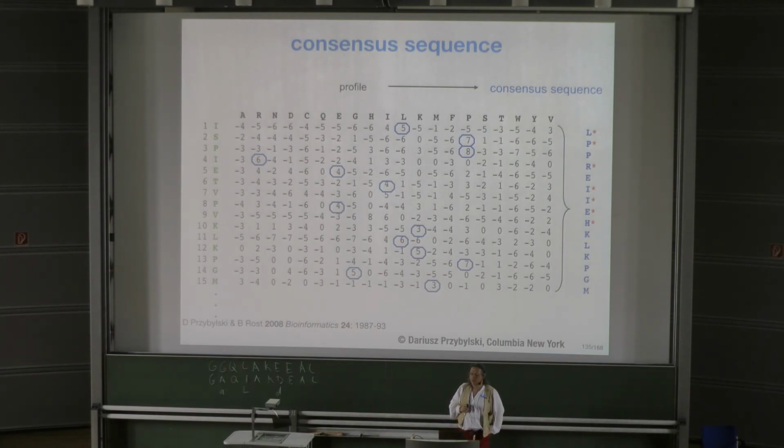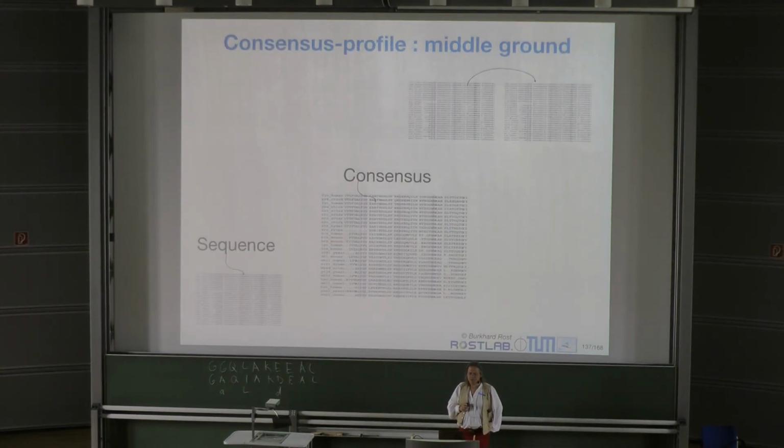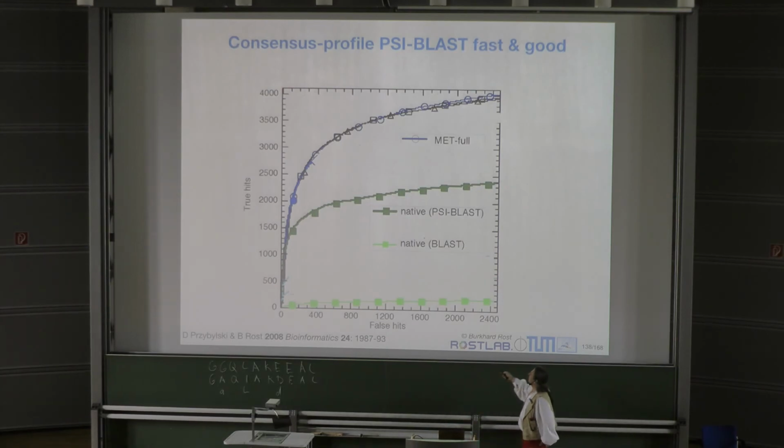You do the consensus. And again, this consensus against profile is somewhere in between the two extremes. In terms of performance, down here you have the native pairwise BLAST, here you have the PSI-BLAST, that is sequence profile, and essentially what you have here, false hits, true hits. The higher you are, the better you are, that's the consensus against profile. So the jump from pairwise to sequence profile is almost similar here to go further.